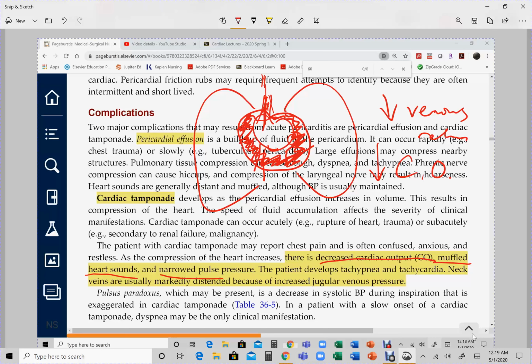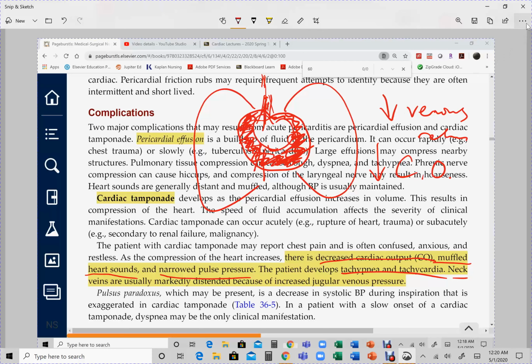There will be narrow pulse pressure. Pulse pressure is the difference between the systolic and the diastolic pressure. Because the heart is squeezed here, there will be very little difference between systolic and diastolic pressure, especially if the blood pressure already drops. There will also be tachycardia, of course, in response to the decreased cardiac output. That's compensation. I already mentioned the jugular vein distension. So if you see these symptoms in a patient with pericarditis, which is most likely to happen, the first thing you do is call the doctor.